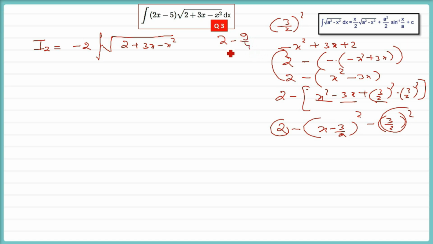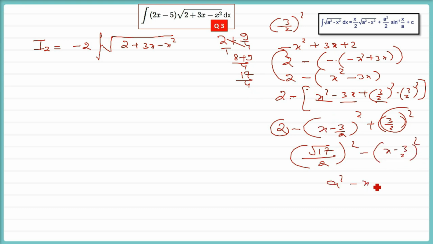So it's not 2 minus 3 by 2 whole square, because we have opened these round brackets. So it will be 2 plus 9 by 4. 3 by 2 squared is 9 by 4. So you have 8 plus 9 divided by 4, which is 17 by 4. So under root 17 by 2 whole square, which, when you square it, you will get 17 by 4 only. And minus x minus 3 by 2 whole square. Now the a square minus x square formula can be applied here. You already have, on the right corner, if you see, the under root a square minus x square formula already printed for you. A will be taken as under root 17 by 2. X will be x minus 3 by 2.